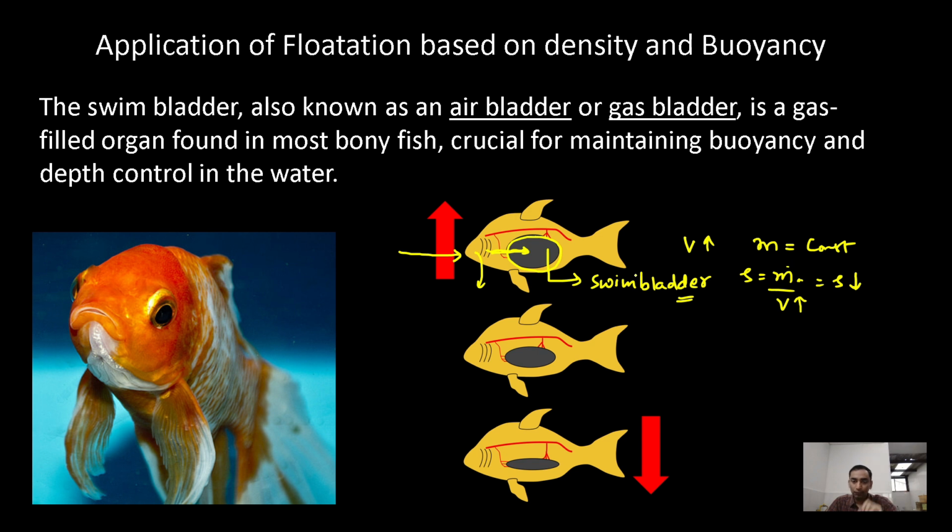They go up. In the same way, when they expel out the air from their swim bladder, the mass remains almost the same, volume decreases, the density increases, and finally the fishes can go down.